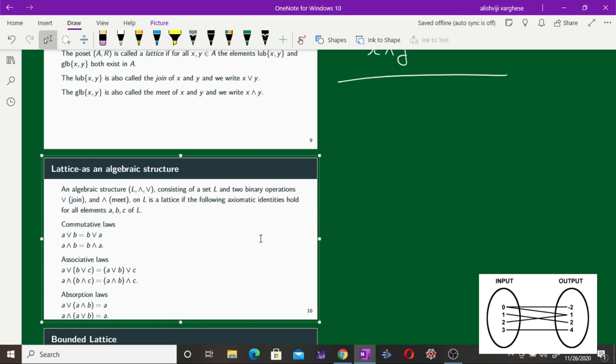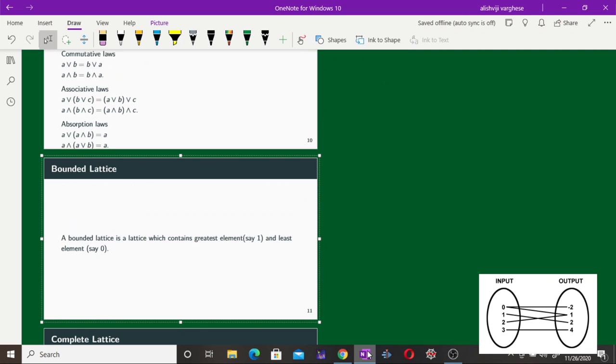and A and B is equal to B and A. Associative properties like A or B or C is equal to A or B or C, and A and B and C is equal to A and B and C. Absorption clause like A or A and B is equal to A, A and A or B is equal to A. If these conditions are satisfied, then it's known as a lattice.